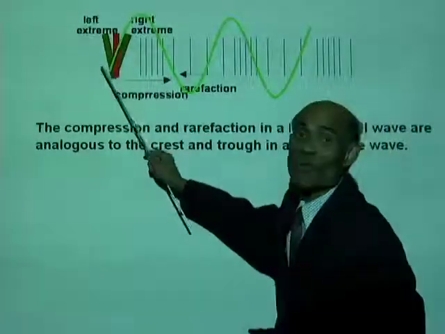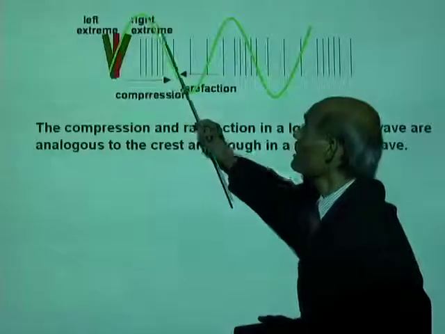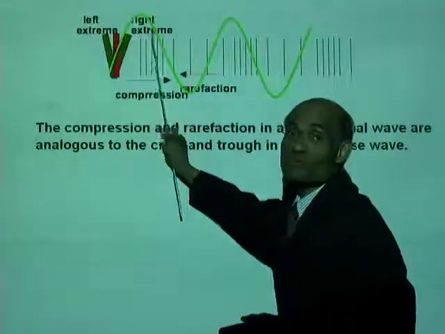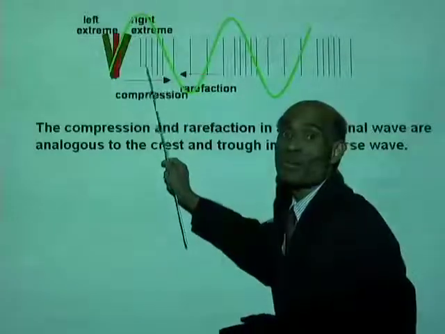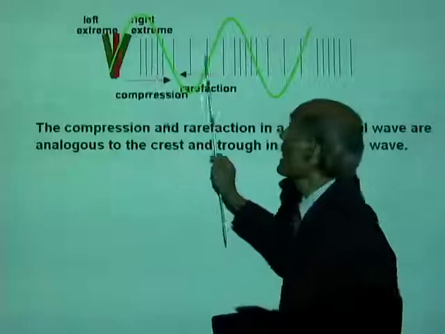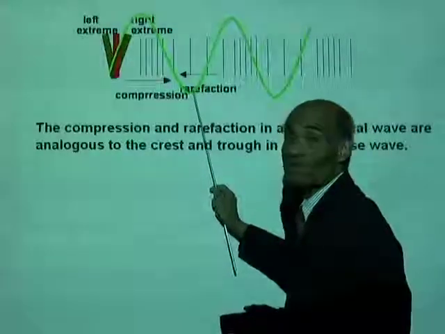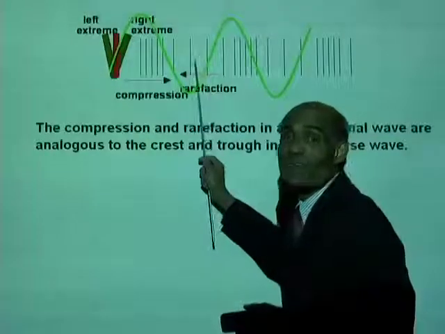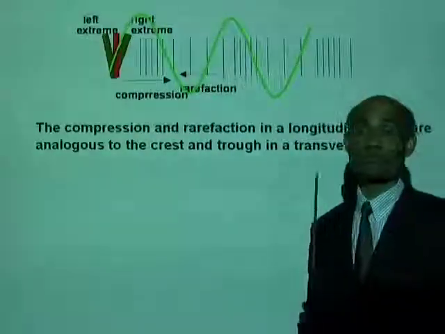There you are. So I have drawn now a transverse waveform. The crest of the transverse wave corresponds to the compression of the longitudinal wave, and the trough of the transverse wave corresponds to the rarefaction of the sound wave.